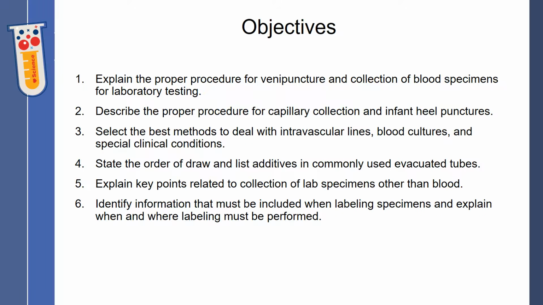Number 5, explain key points related to collection of lab specimens other than blood. And number 6, identify information that must be included when labeling specimens and explain when and where labeling must be performed.